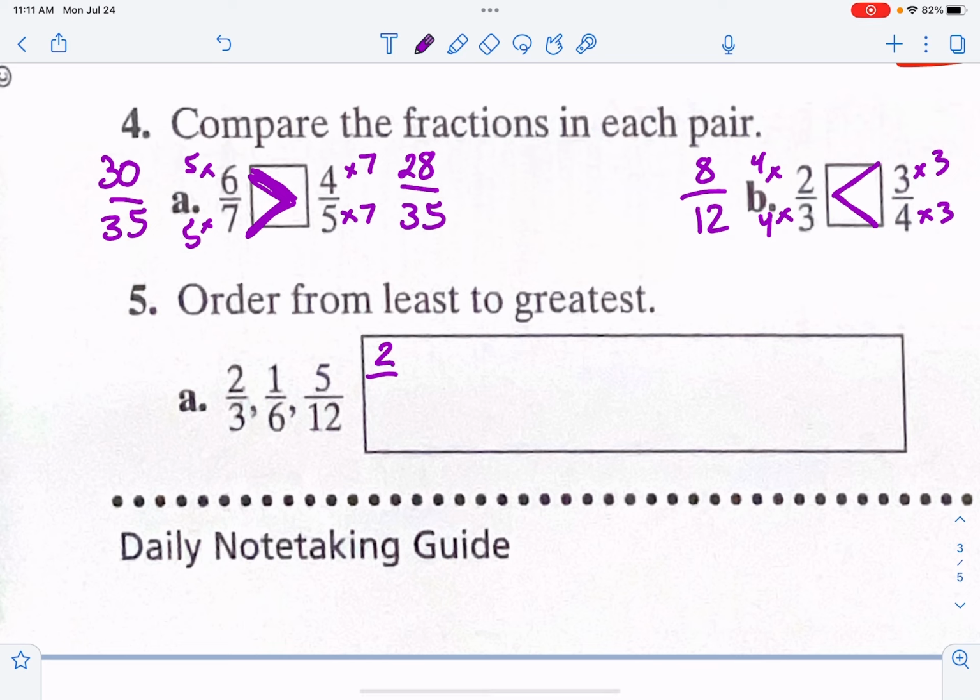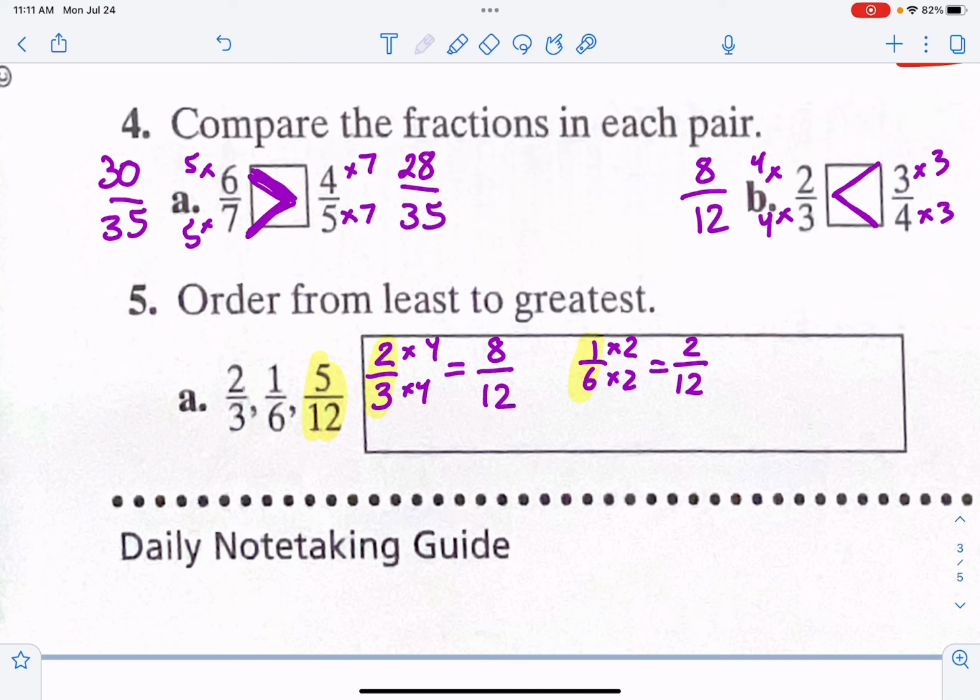So 2/3 times 4 on top and bottom would give us 8/12. 1/6 times 2 on top and bottom would give us 2/12. And then we already have 5/12. So now we need to compare, remembering that in our answer we have to use 5/12, 2/3, and 1/6. We can't use all of the 12s in our answer. So which one of these is the smallest? 2 12s, 8 12s, or 5 12s?